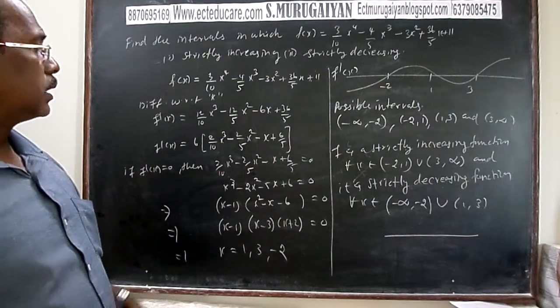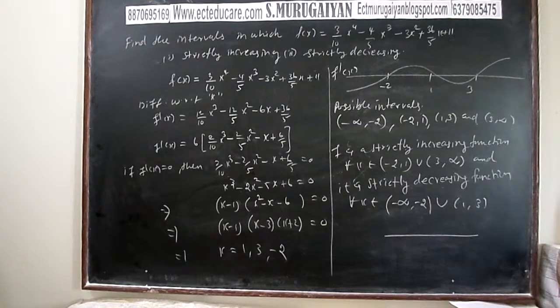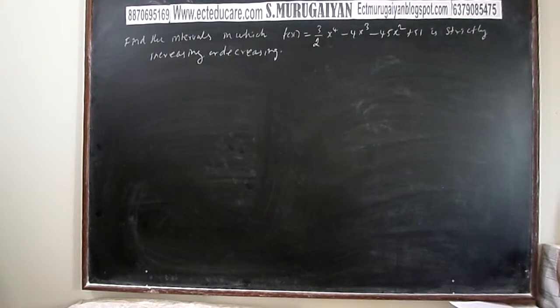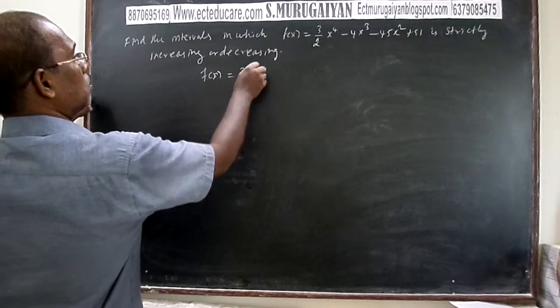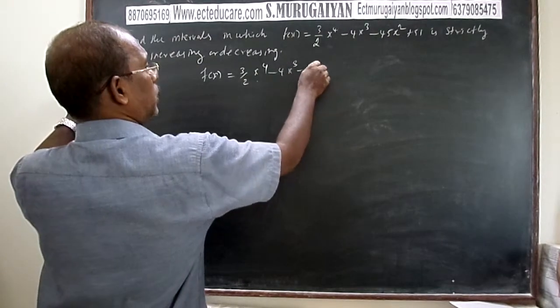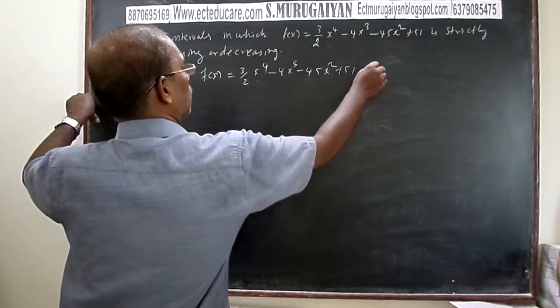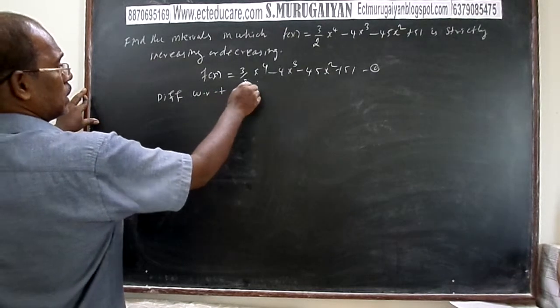So go through it, we discuss one more similar problem. Find the intervals in which f of x equal to 3 by 2 x power 4 minus 4 x cube minus 45 x square plus 51 is strictly increasing or decreasing. So the function f of x is 3 by 2 x power 4 minus 4 x cube minus 45 x square plus 51. On differentiation, differentiate with respect to x.